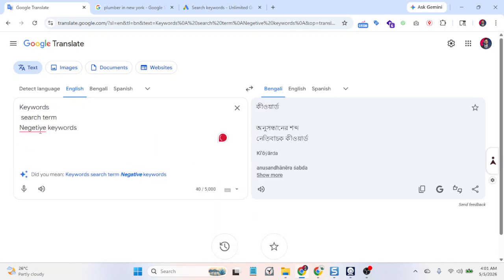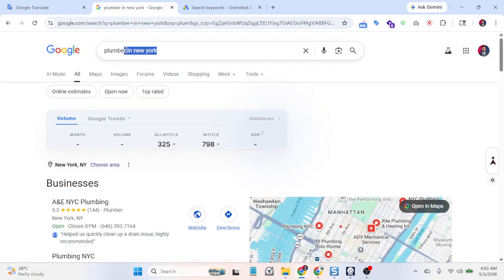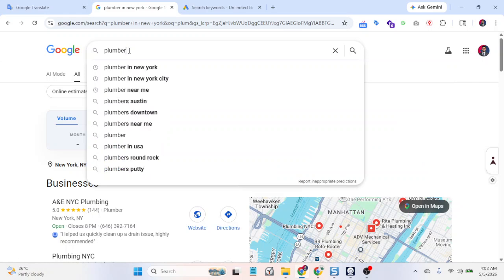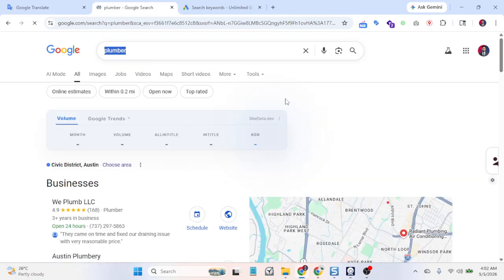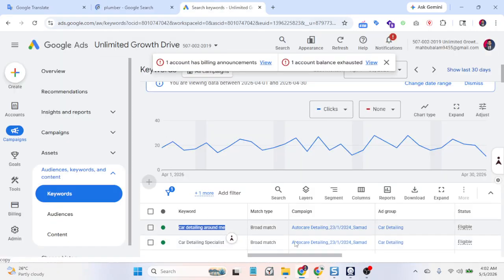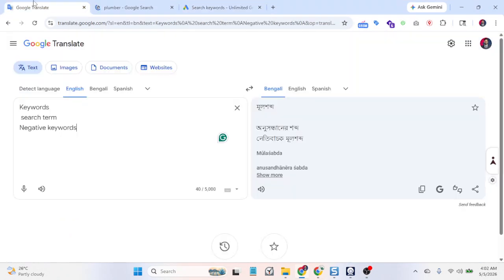Negative keywords. So, what are negative keywords? Negative keywords are exactly the opposite side of keywords. As a marketer, we set some words so that if someone searches on Google with this type of keyword, people do not see our ads. This is exactly the opposite. So if someone searches "plumber" on Google and I, as a marketer, set "plumber" as a negative keyword, then our ads will not appear for this type of words. That's called negative keywords.